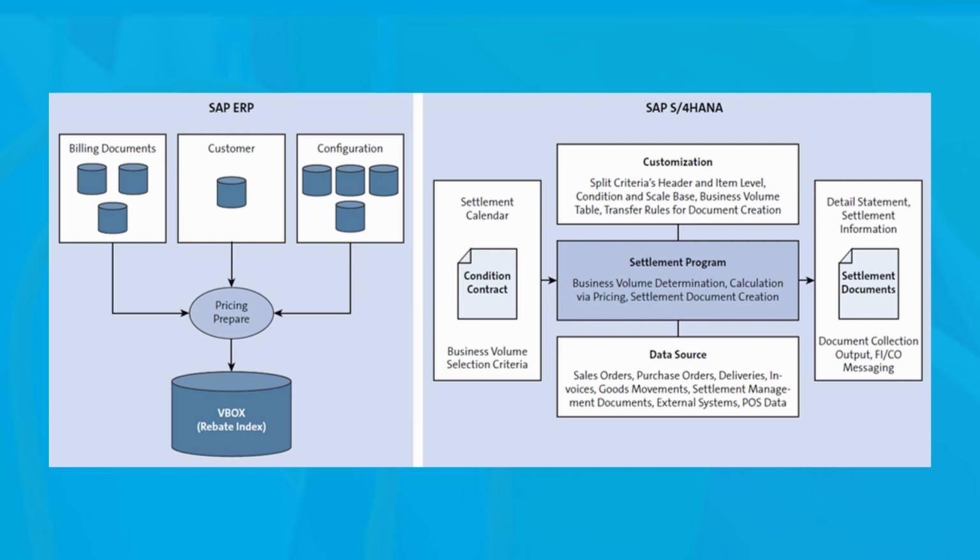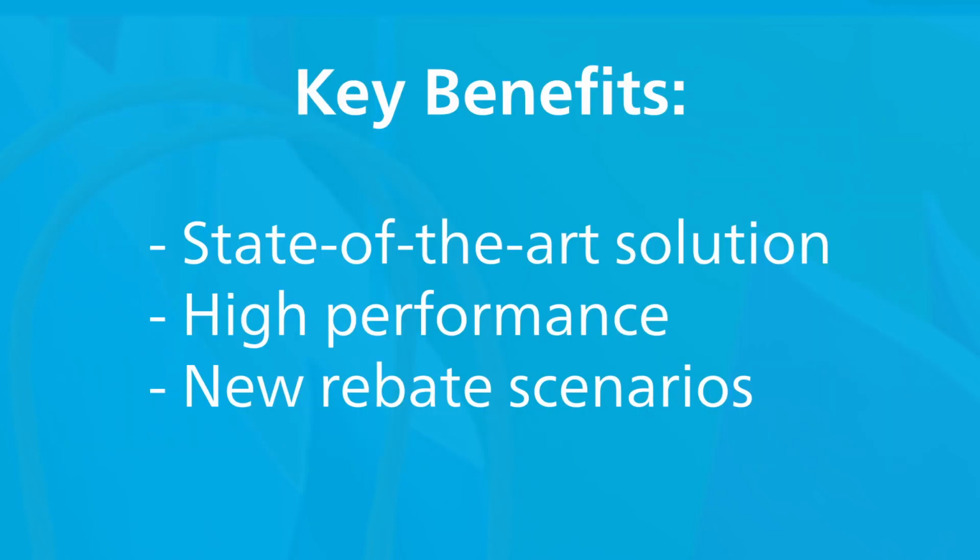The key benefits of condition contract settlement are as follows. A flexible and state-of-the-art solution for settlement scenarios in which users can determine business volume sources based on flexible and definable criteria that can be configured in customizing. Designed for high performance with SAP HANA. Enables new and innovative rebate scenarios to be set up thanks to its open architecture.